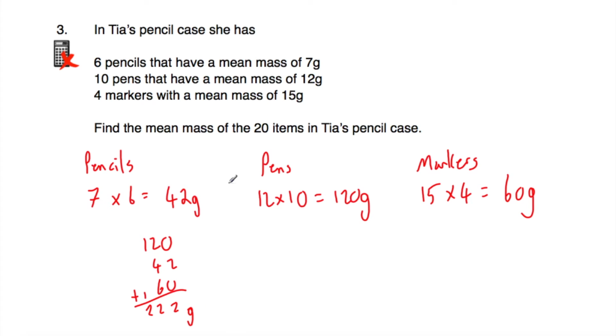Now we want to find the mean mass, so we know there's 20 items altogether, so we need to divide the total mass by 20. So we need to do 222 divided by 20. And then if we do that, we'll find the mean mass of the items. So 222 divided by 20.